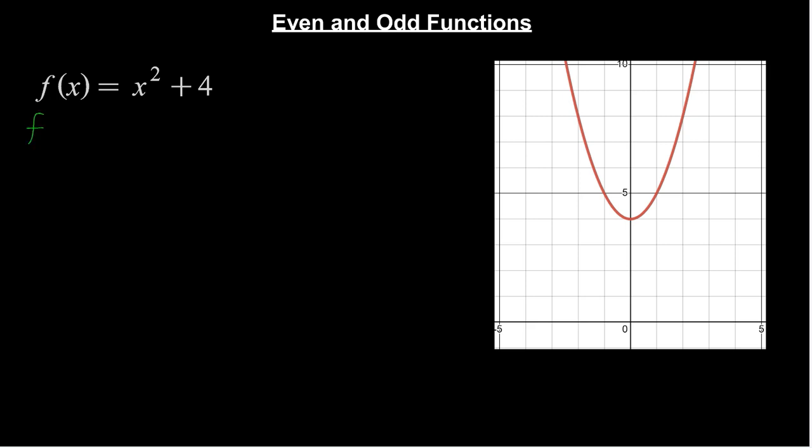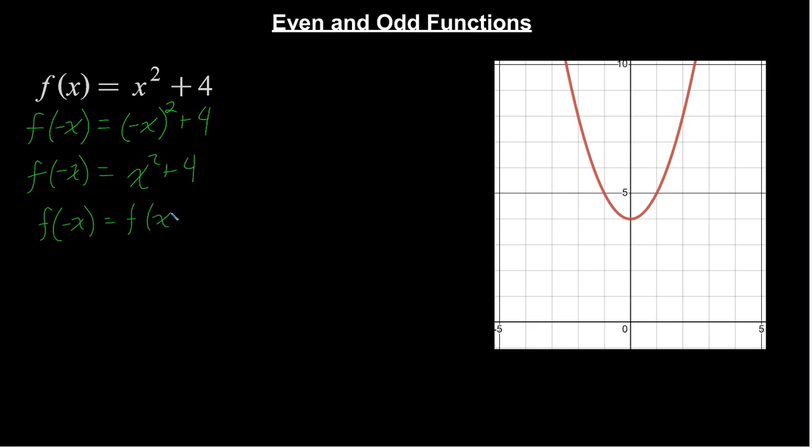We are going to start with f of negative x. That means we're going to substitute negative x for x, so negative x quantity squared plus 4. Well, negative x quantity squared is the same as x squared. So that's x squared plus 4. So f of negative x is equal to x squared plus 4, which is f of x. Therefore, this is an even function.